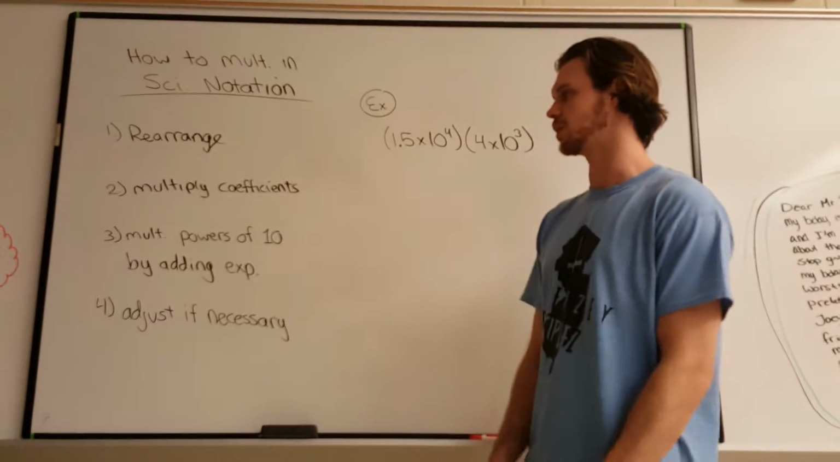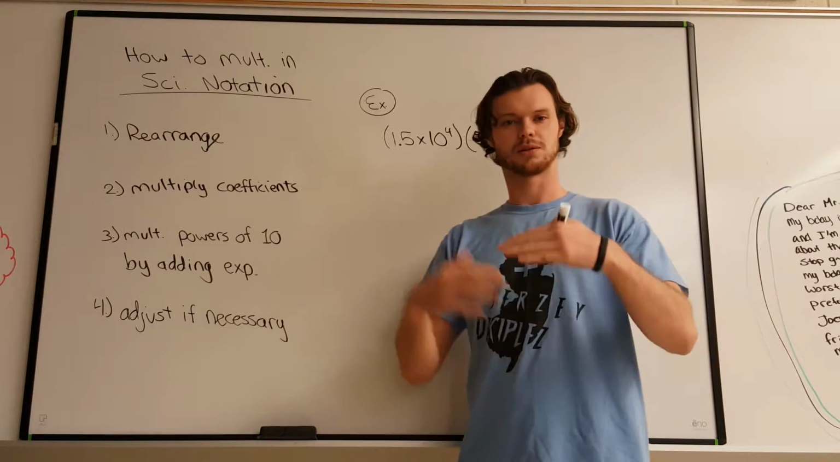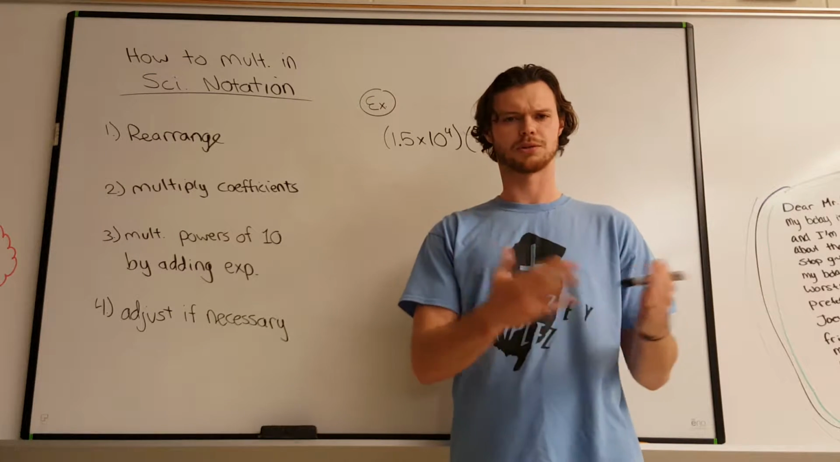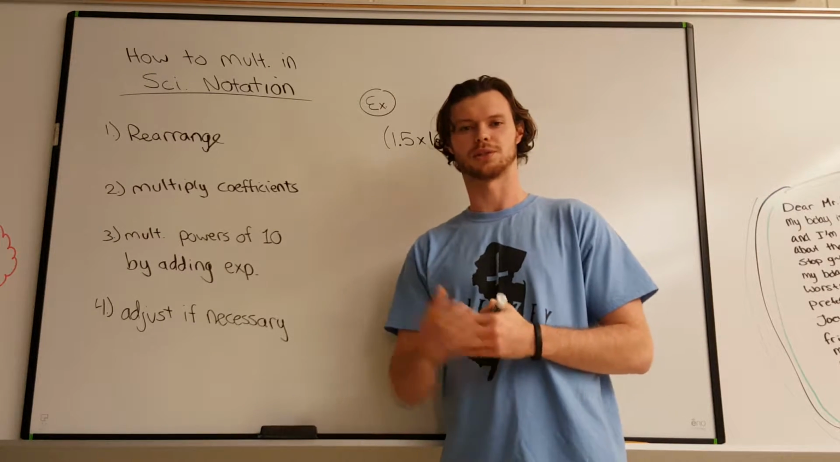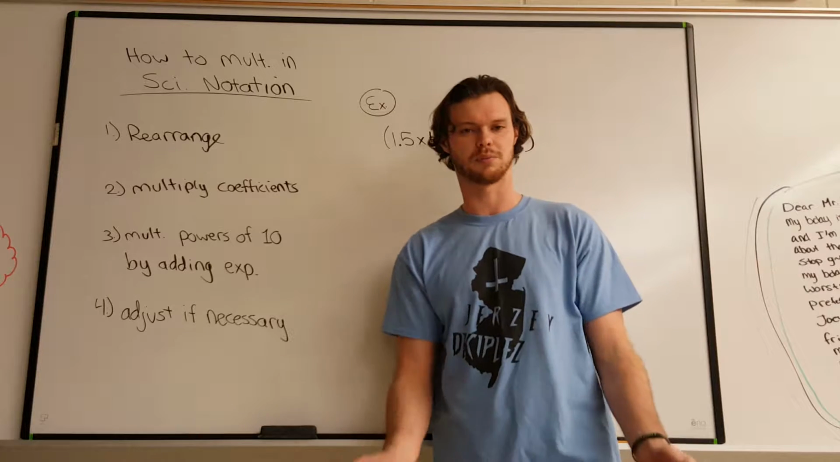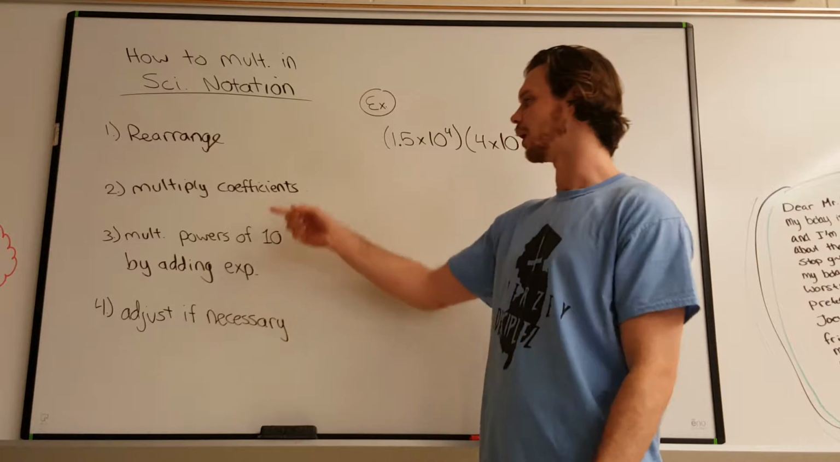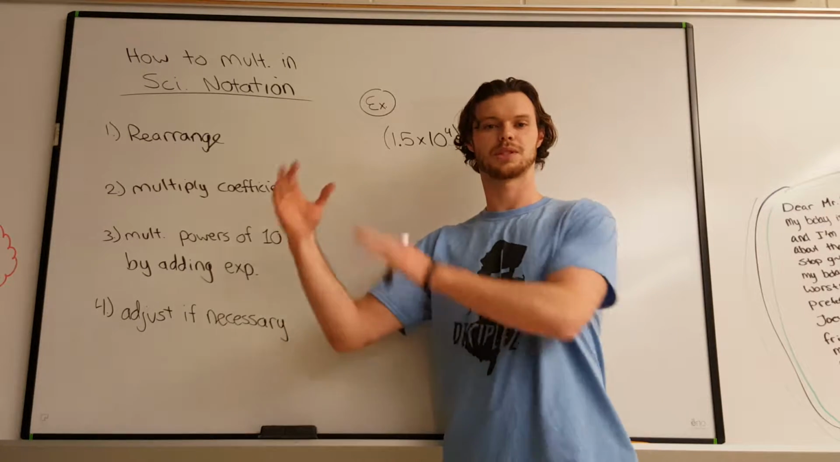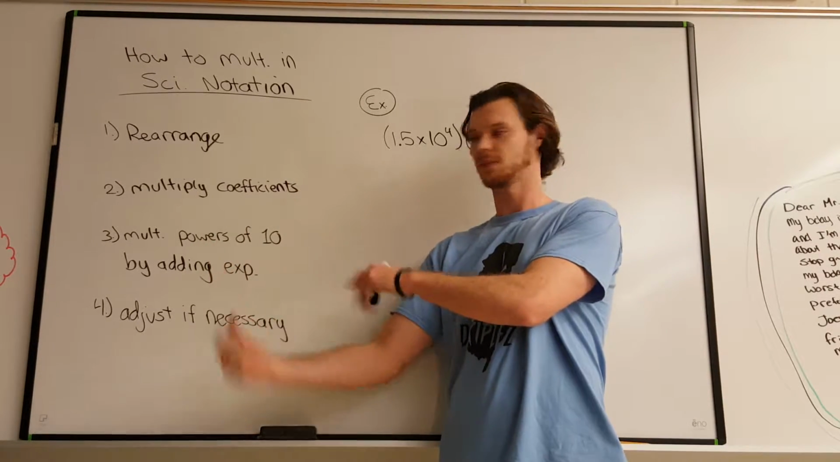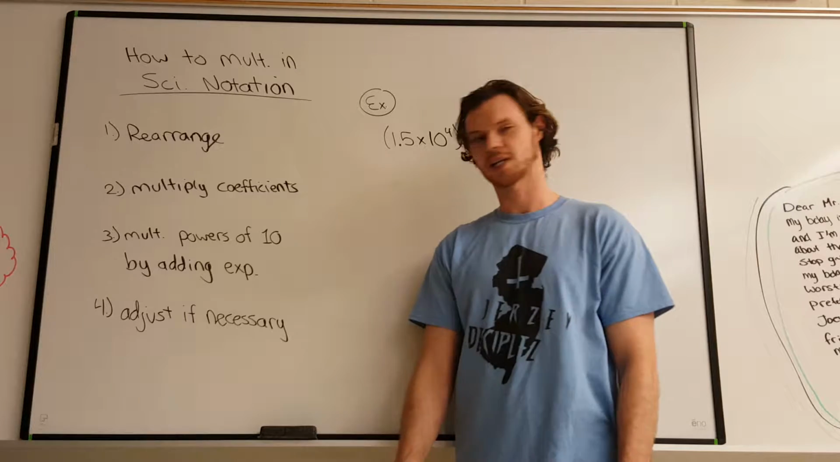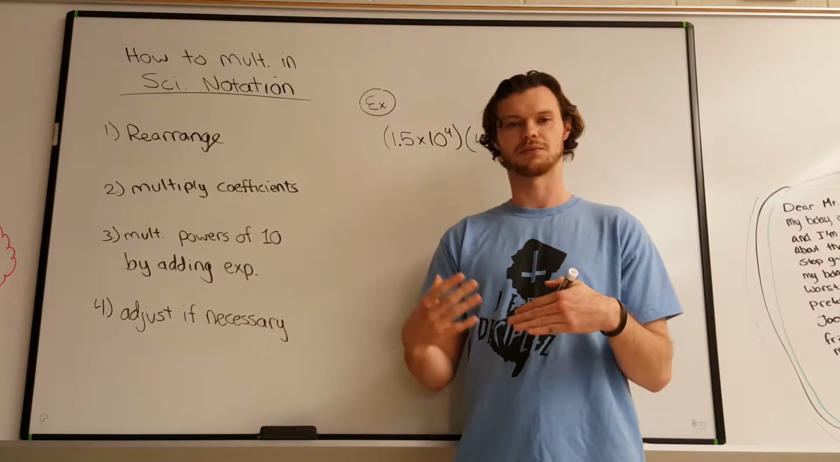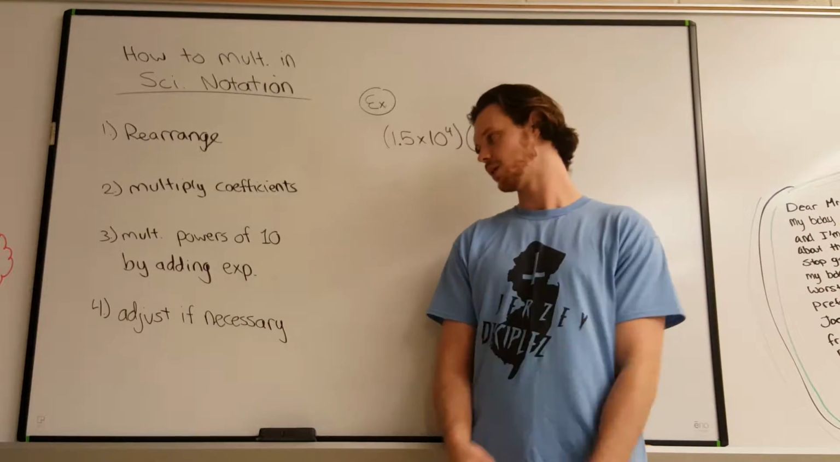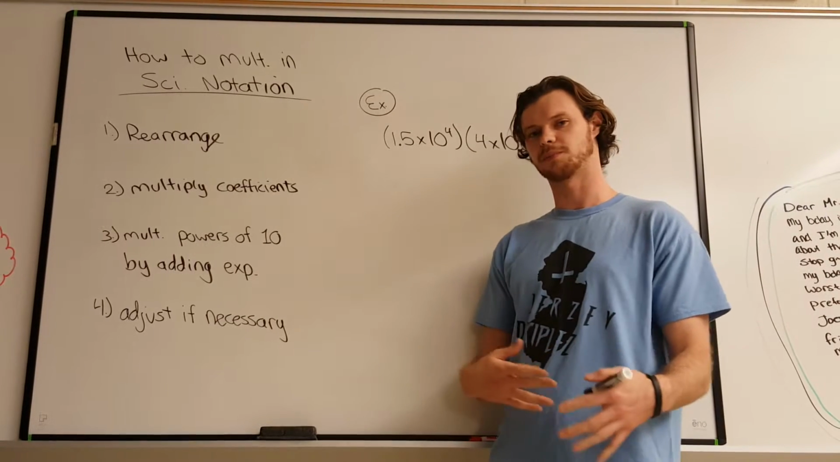So the first thing you're going to want to do is rearrange. You're allowed to use the associative and commutative properties with multiplication. You can rearrange that problem so that way you're allowed to multiply in any order. Number two, you're going to multiply your coefficients. So those are the numbers that are out front in scientific notation. Step 3, you use your exponent rules where you're going to multiply your powers of 10 together by adding the exponents. And step 4, you only have to do sometimes.